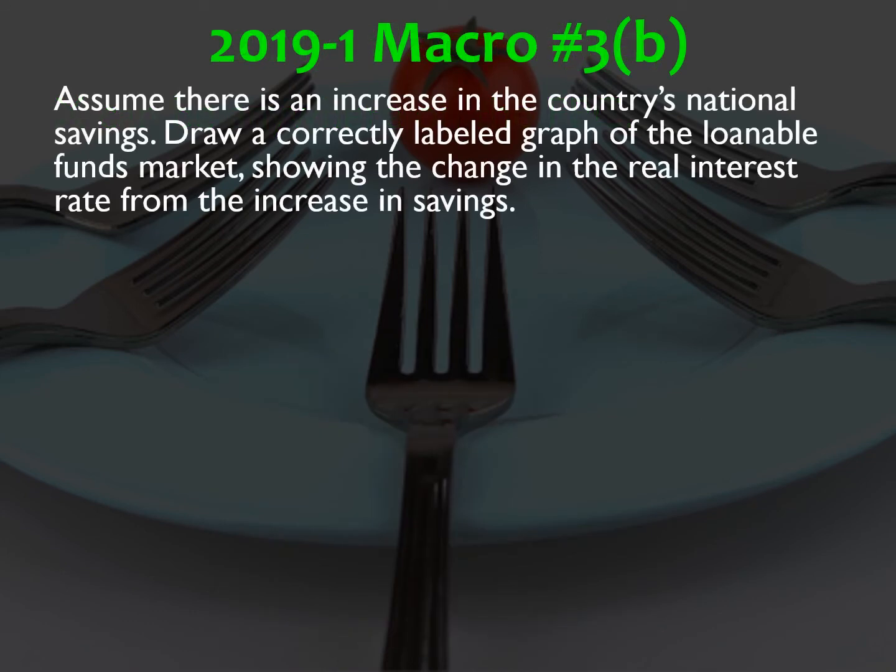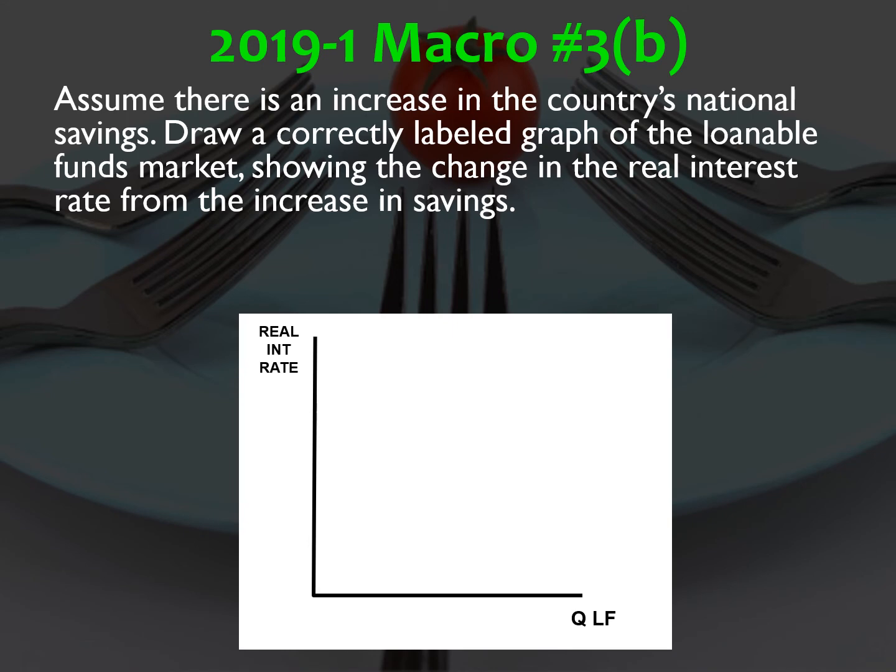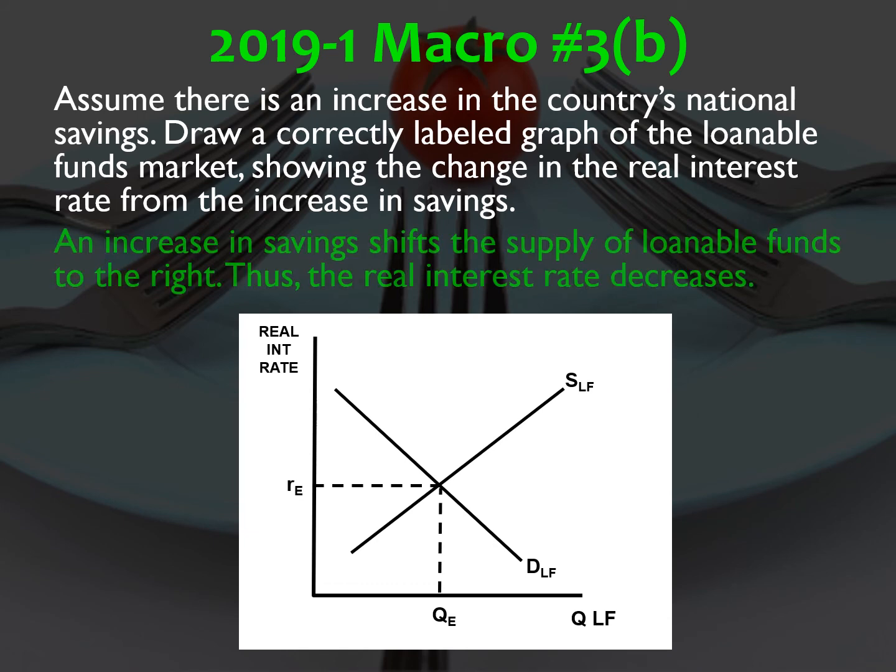B, assume there's an increase in the country's national savings. Draw a correctly labeled graph of the loanable funds market showing the change in the real interest rate from the increase in savings. So loanable funds, real interest rate on the y-axis, quantity of loanable funds on the x-axis. There is your graph. An increase in savings will shift the supply of loanable funds to the right. Loanable funds supply goes to the right, real interest rate decreases.